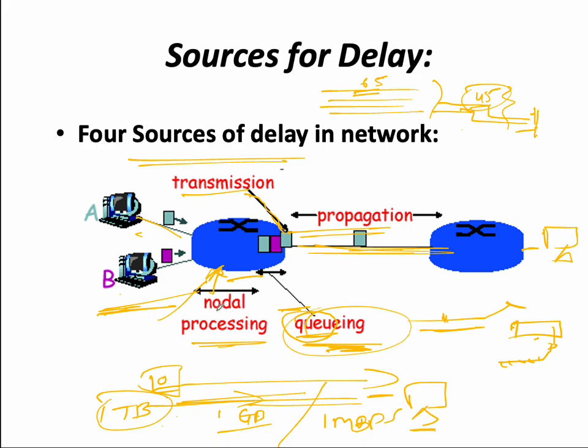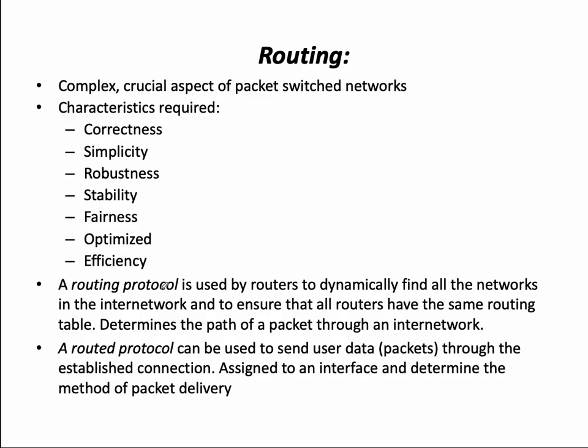So these are the delays in the networking. Now routing, basically, is a complex and crucial aspect of packet switch networks. And what are the characteristics required? Correctness, right? We need correctness, simplicity, robustness, stability, fairness, optimization, efficiency.